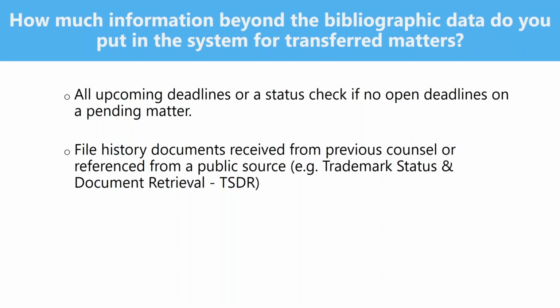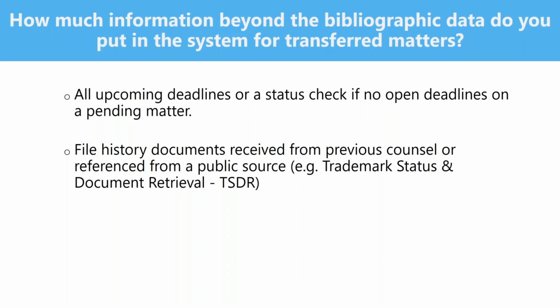Okay. So ask first. Okay, so then once you've got it organized and you're getting ready to start putting the information in the docketing system, how much information beyond the basic bibliographic information that identifies the matter do you put in the system when you're opening up records for transferred matters?